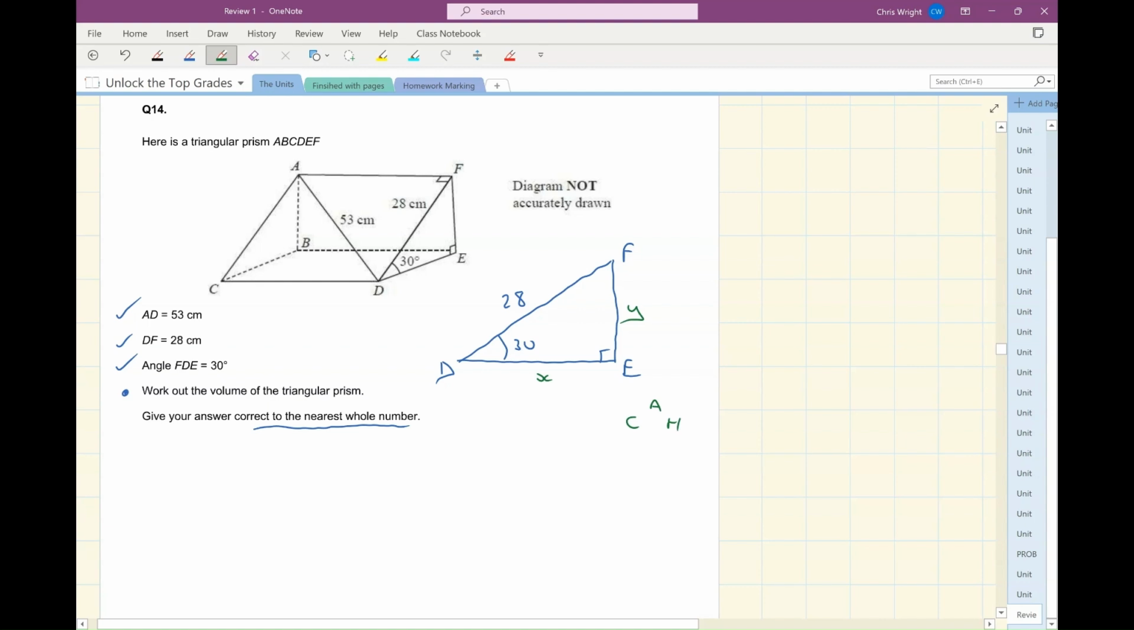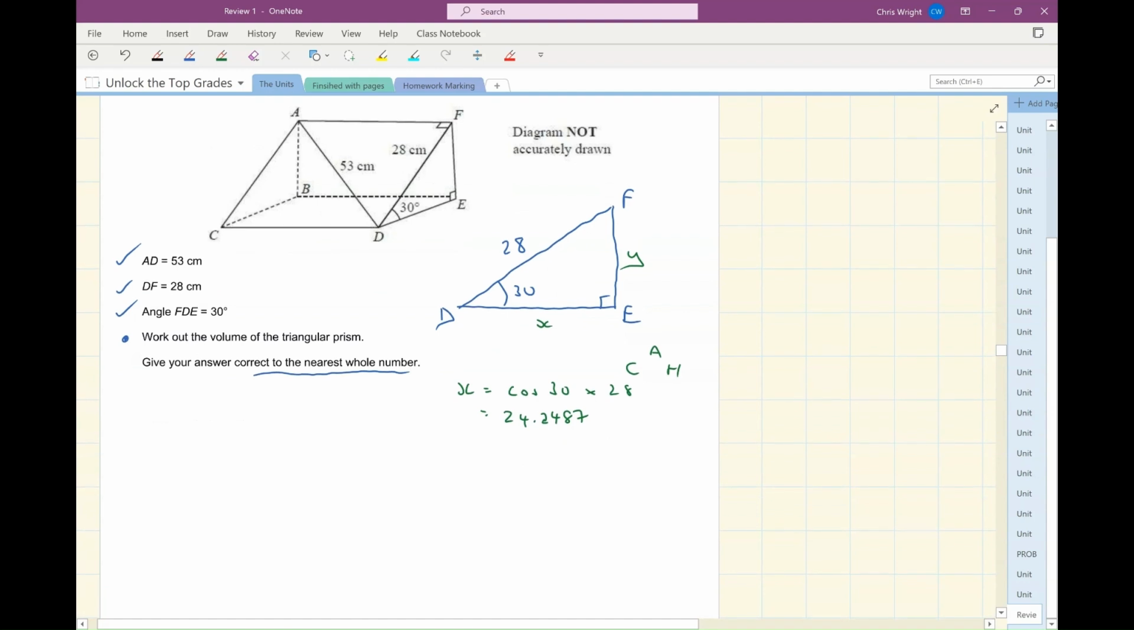So x is the adjacent. So x is going to be cos 30 times by the hypotenuse, times by 28. Right, so on my calculator, cos 30 times by 28 gives me 24.2487. Okay, so that's x. I'm deliberately using a whole load of decimal places because I'll round my final answer later.